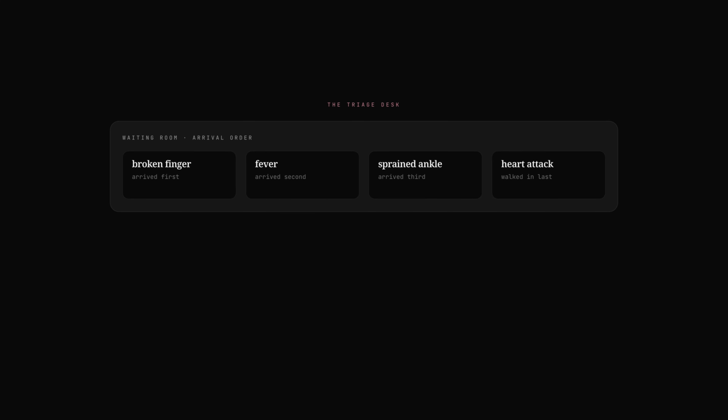An emergency room does not serve patients in arrival order. A broken finger waits. A heart attack goes first, even if it walked in last. And look closely at what the triage desk actually asks.